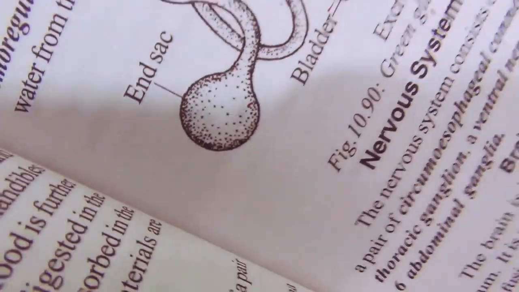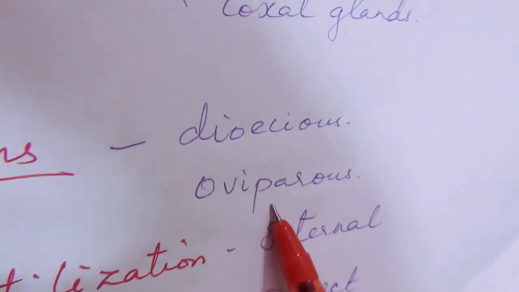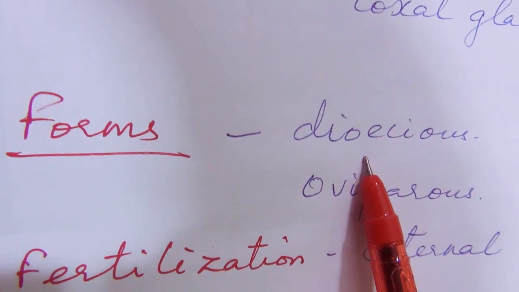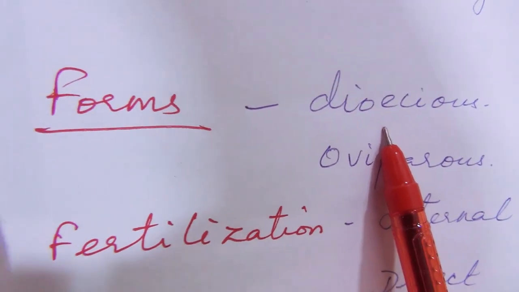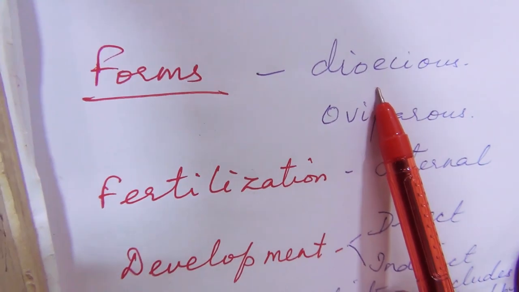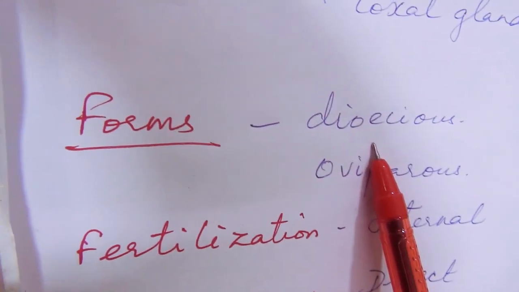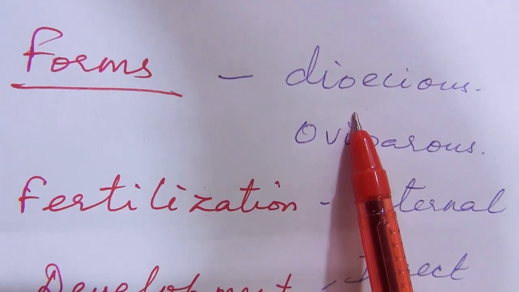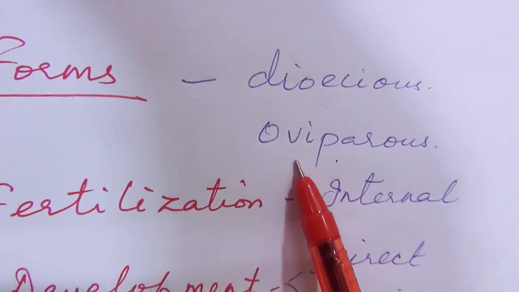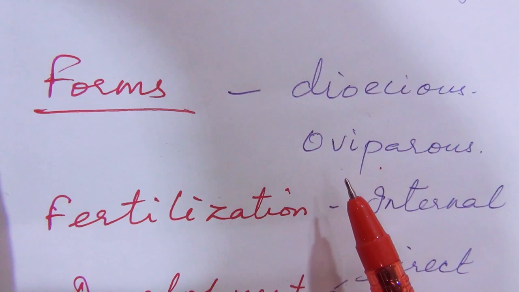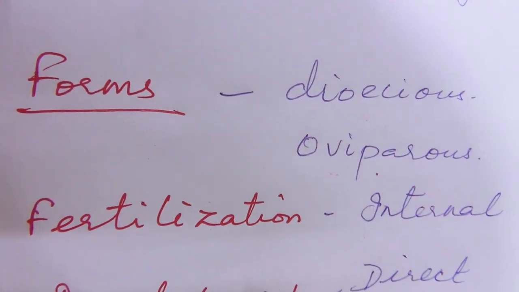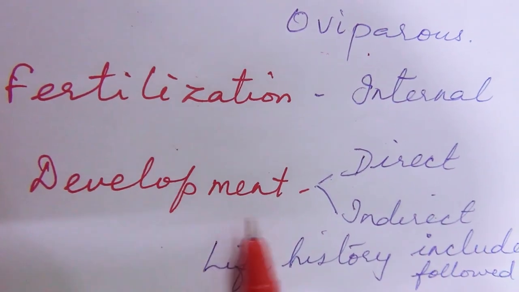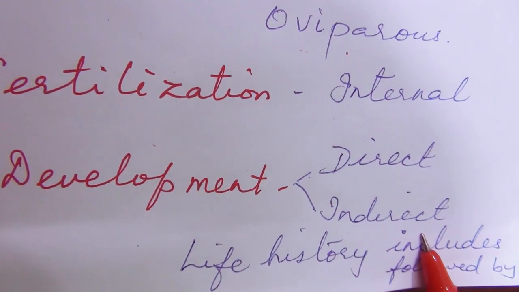Then forms we have dioecious and oviparous. They are dioecious. We know monoecious, what, children? It is otherwise called a hermaphroditic animal. Animal which has got both male and female organs in the same animal, isn't it? But here it is dioecious. Male and female are separate and they are oviparous. What is oviparous, children? Oviparous means egg laying animal. Fertilization, it is internal. And development, both direct and indirect, can be seen.